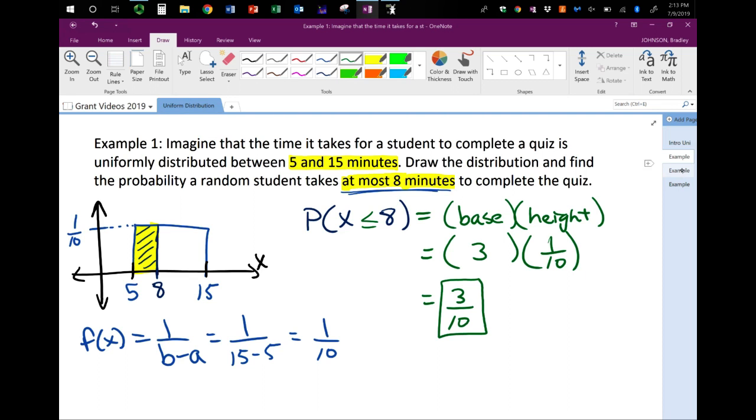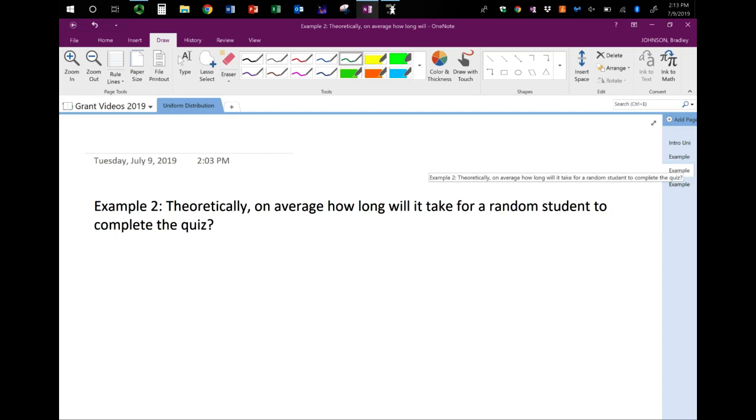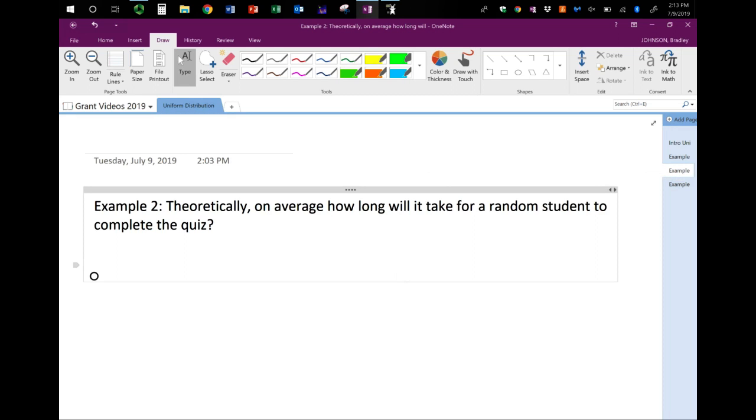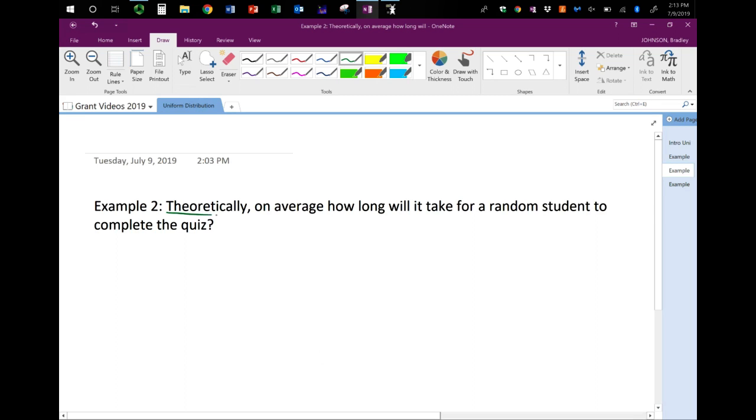All right, now let's continue with the same example, but theoretically, on average, how long will it take for a random student to complete the quiz? Okay, so in theory, when will they complete the quiz? Now, since everyone has an equally likely chance to complete it, what we need to find is the mu, the mean, and we do a plus b over 2.